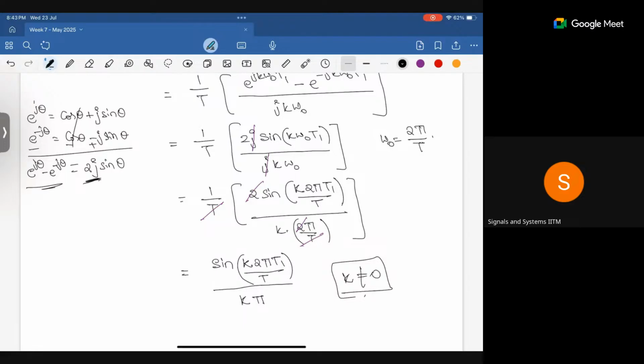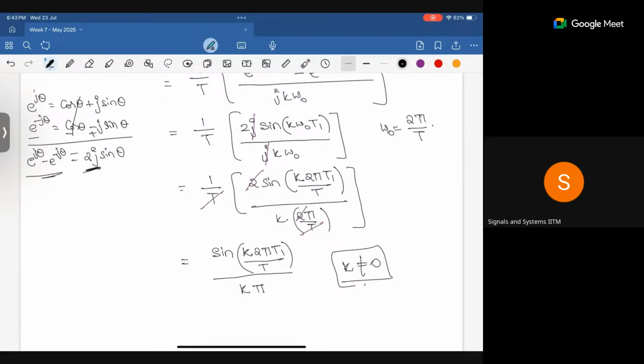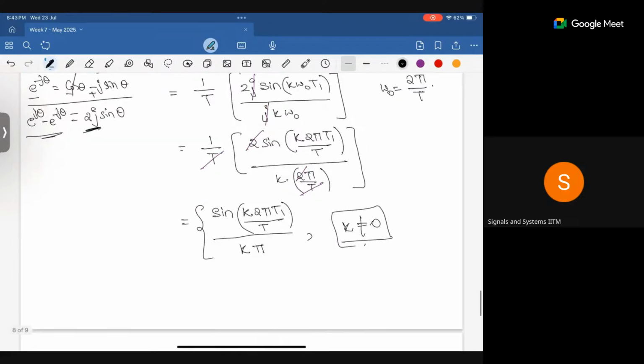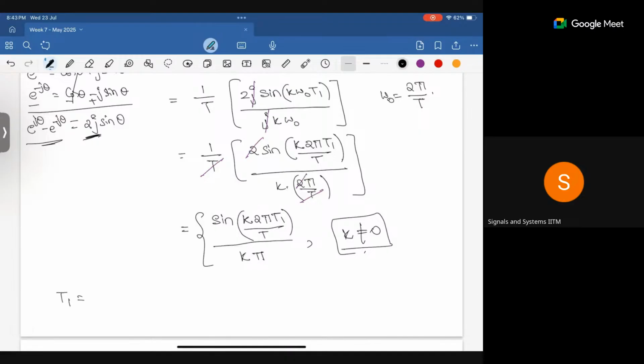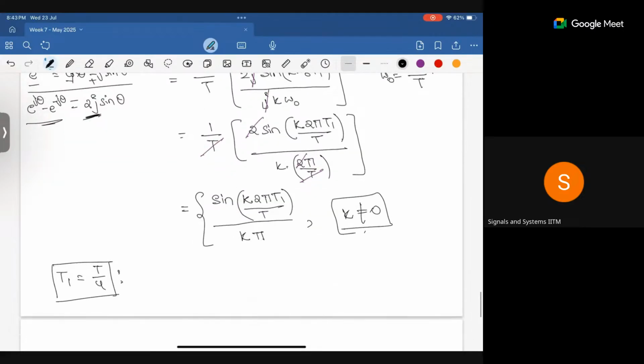Right? So if you substitute k equals 0, it will go into 0 by 0 form, right? So sine 0 is 0 and even the denominator is also 0. That doesn't make sense here, right? So you should also argue for the k equals 0 case separately. There are some special cases where this capital T1 becomes T by 4. So that's a special case, no? Exactly. Average value will be half.